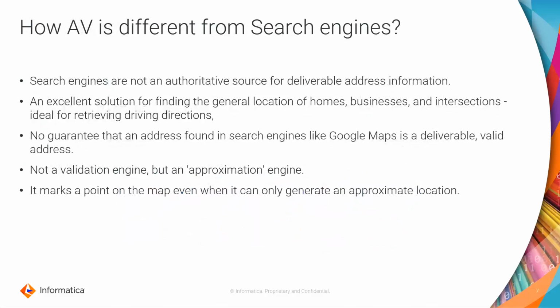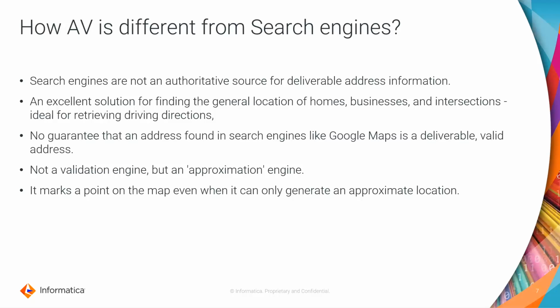Next, we will talk about how AV is different from various search engines. Search engines are usually not an authoritative source, but the datasets used in AV come from an authoritative source, or from the postal authority of the respective country. The AV solution is great for locating houses, businesses, and other types of address. The search engines are approximation engines, while the AV is a validation engine.